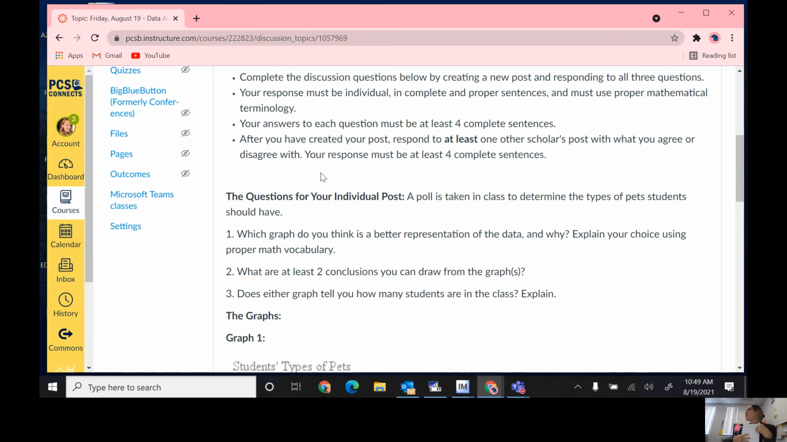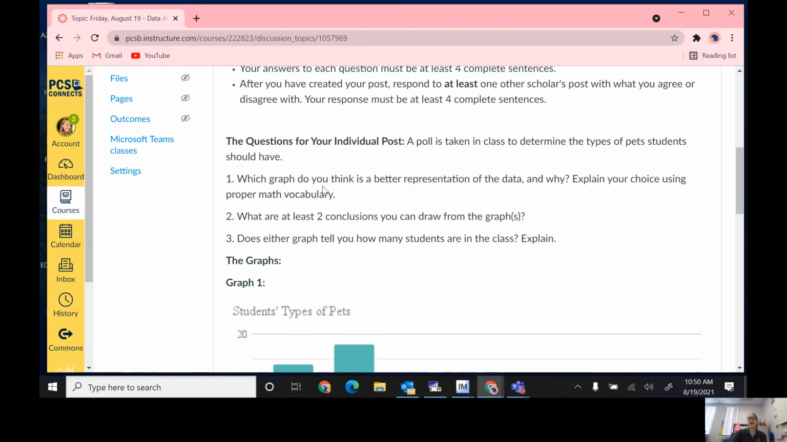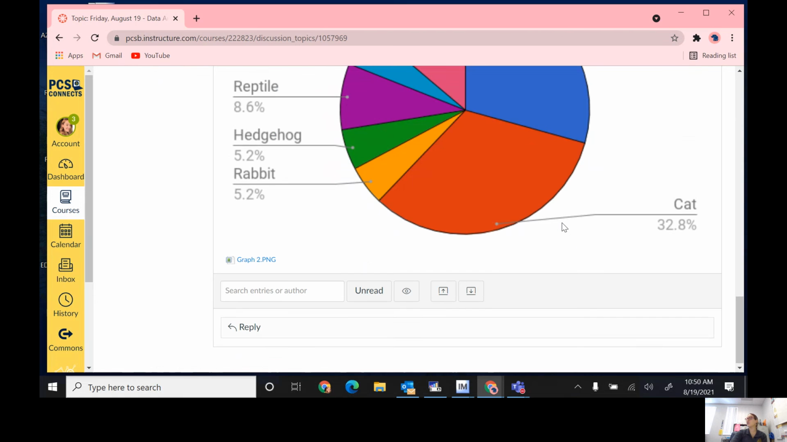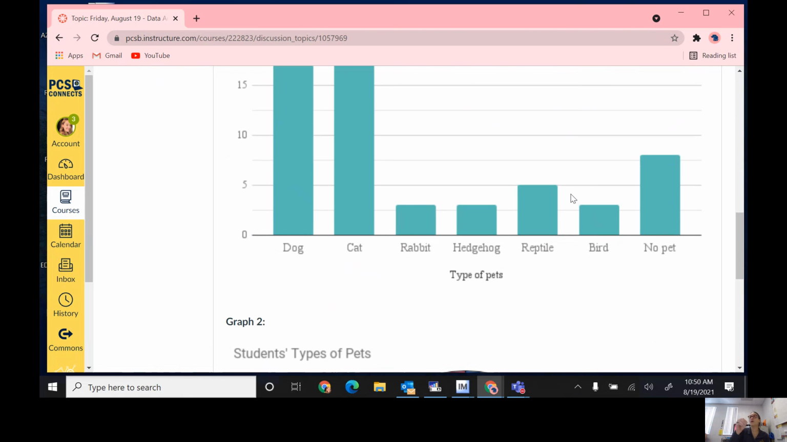So you'll do one post answering these 3 questions. It says, which graph do you think is better? What are 2 conclusions you can draw from the graph? Does either graph tell you how many students there are? Explain. So you'll look at the 2 graphs and you'll answer those questions first in one post.